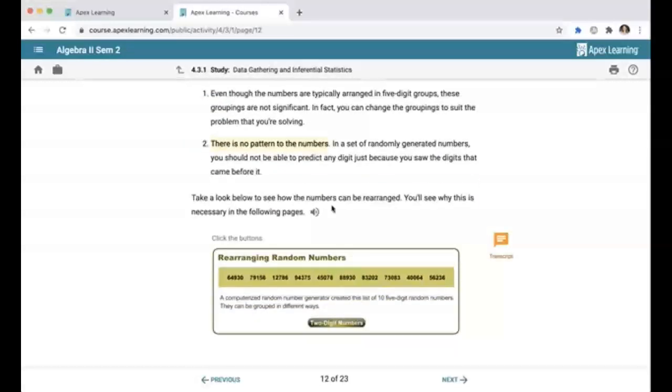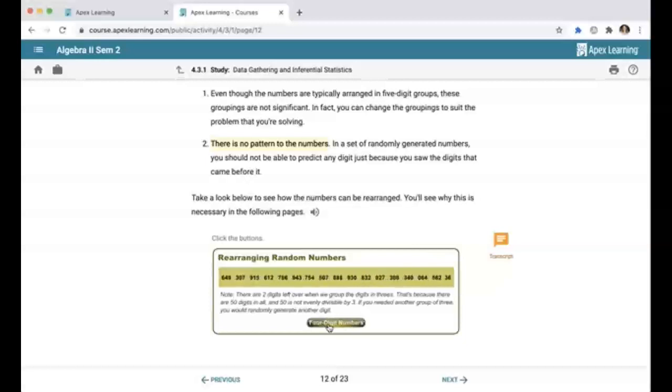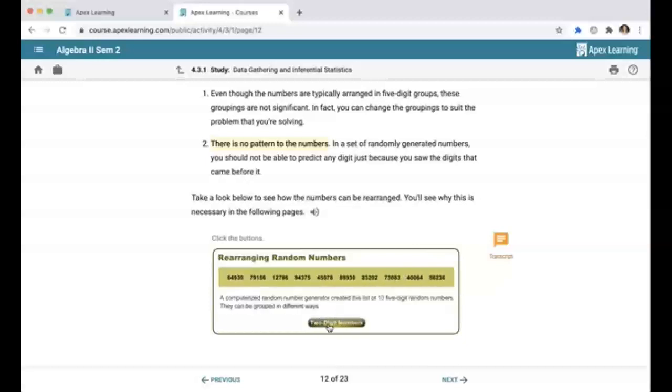So if we look and see how the numbers can be rearranged, these are rearranged in groups of 5s. If we rearrange it in groups of 2, 3, 4, 10, whatever, it truly doesn't matter how it's grouped together. It's whatever fits your needs here. And so again, we created this list of 10 5-digit random numbers.